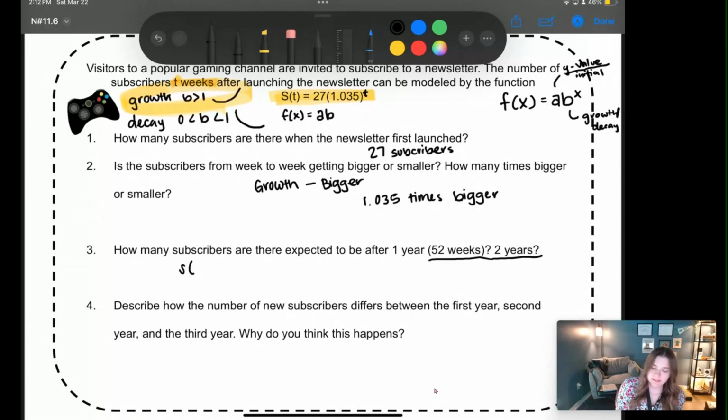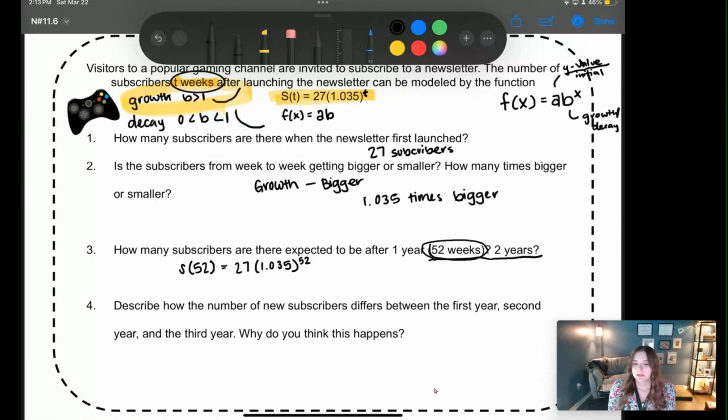S of T, what did it say that T stood for? It stood for weeks. Well, it told me there's how many weeks in a year? 52. So I'm looking for the answer after 52 weeks. How many subscribers after 52 weeks? So the formula is still the same. It's still 27, that initial number. And then it's getting bigger by 1.035. And T, we already said, was 52 weeks.